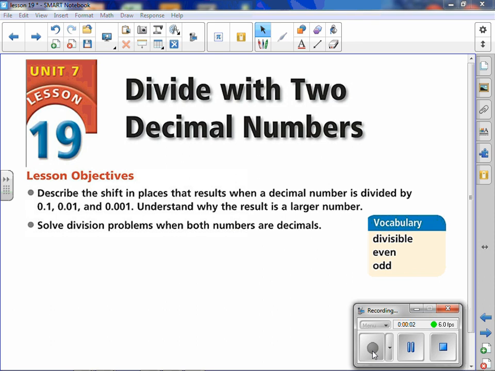Okay, today we're doing Unit 7, Lesson 19, dividing with two decimal numbers. We're going to talk again about a shift pattern that occurs as a decimal number is divided by 1/10, 1/100th, or 1,000th, and understanding why you would actually end up with a larger number.